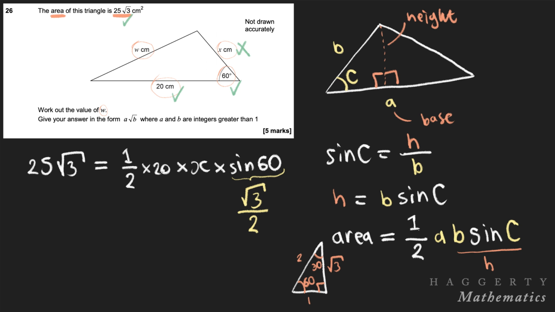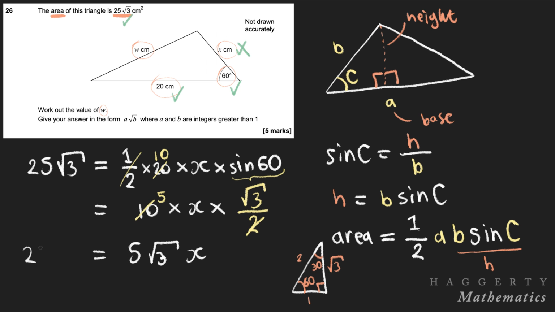What else do we have? We have the half times 20. We can just cancel that down to 10. Let's just write that out. So you got 10 times x times √3 over 2. So I guess we could cancel the half with the 10 again. Half of 10 is going to be 5 here. So what do you get left on the right hand side here? You just get 5 times √3 times x. And that's equal to the 25√3.